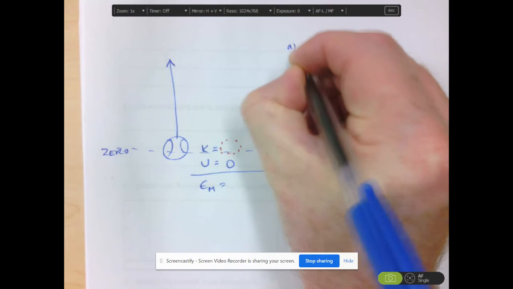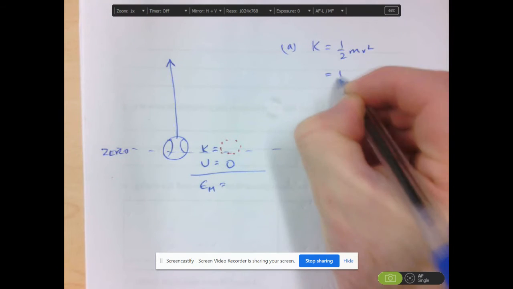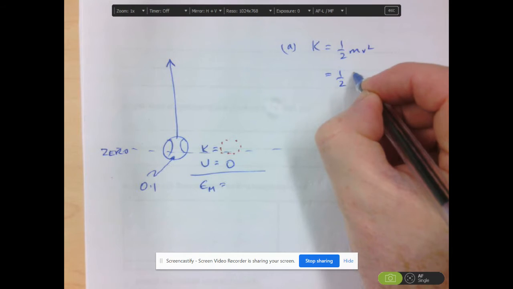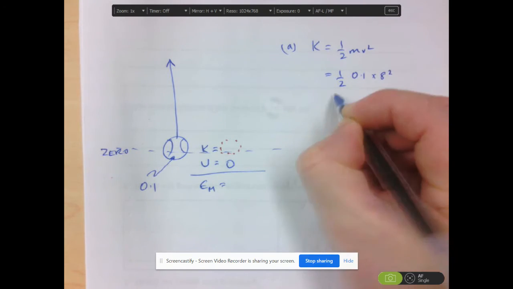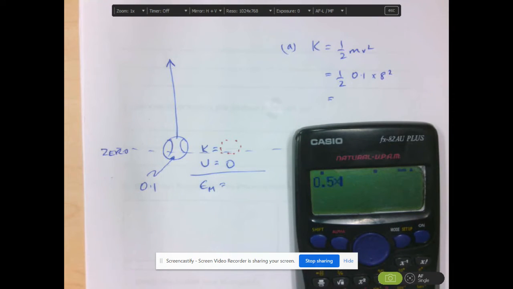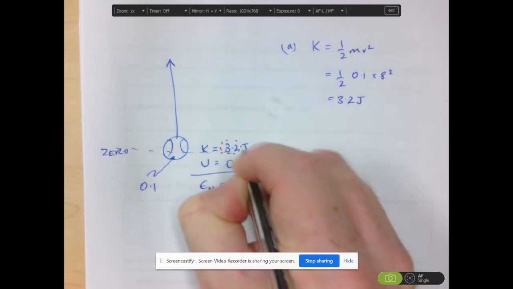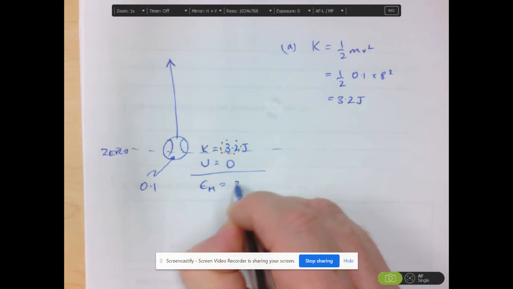So let's work out the kinetic energy, because it asks us what the initial kinetic energy is. So 3A, the kinetic energy initially would be a half mv squared. The mass of this ball is 100 grams, so it's 0.1 kilograms, and its velocity is 8 meters per second, so it's 8 squared. So that would be 0.5 times 0.1 times 64, and it is 3.2 joules. So the total mechanical energy it has at the bottom of the path is 3.2 joules.